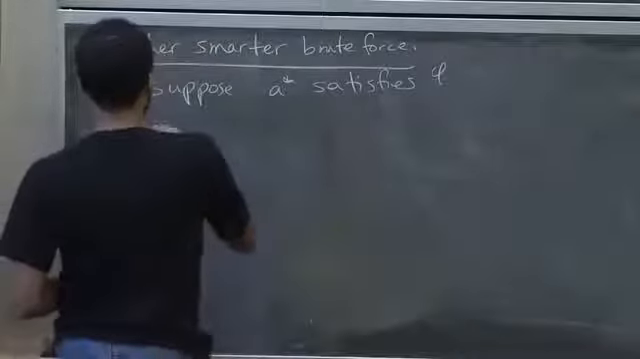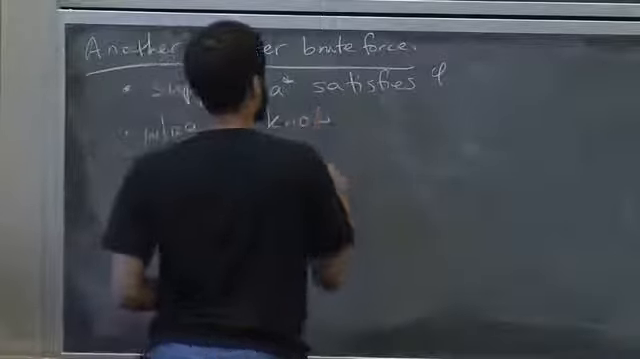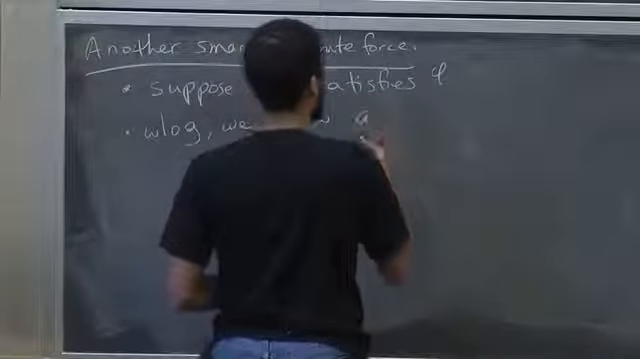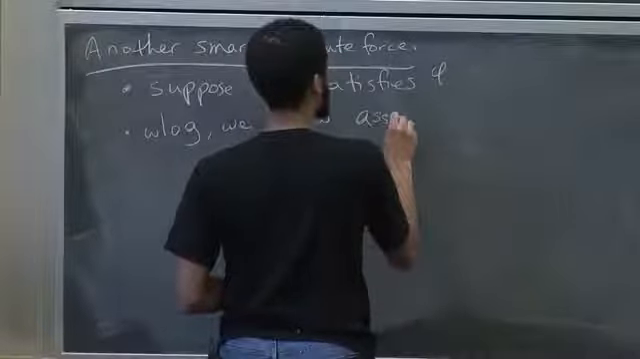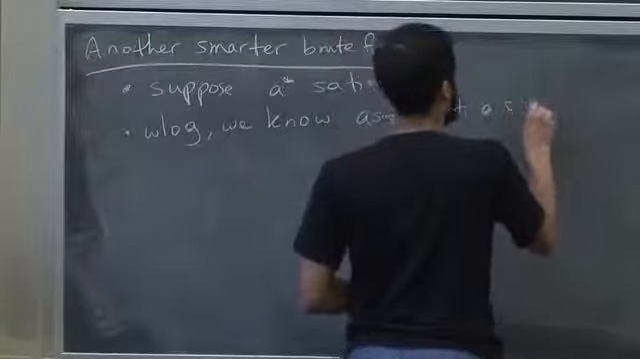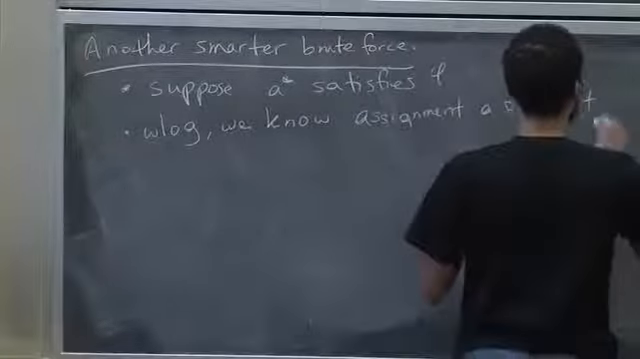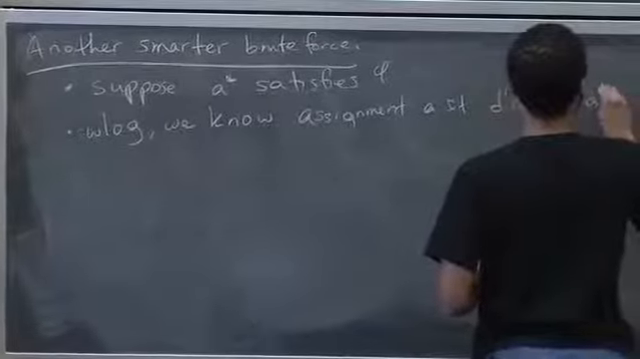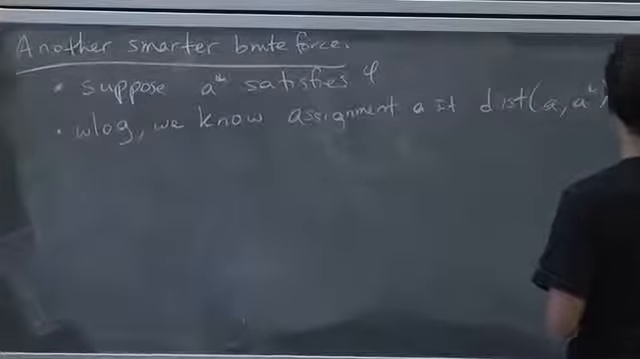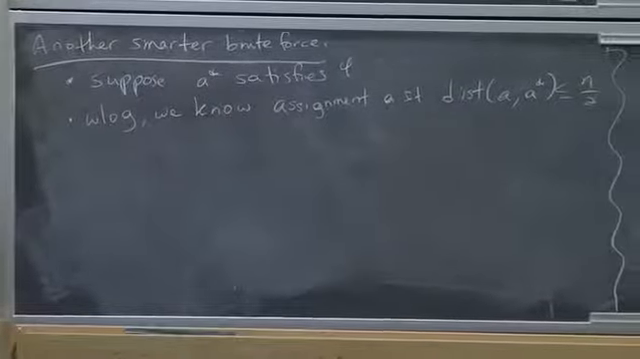Okay, so without loss of generality, we know an assignment A such that the Hamming distance, the number of variables where the assignments differ, is at most n over 2. Why do we know such an assignment?